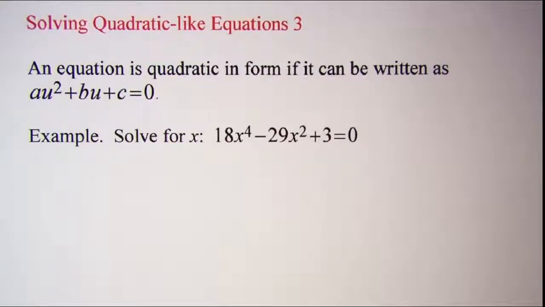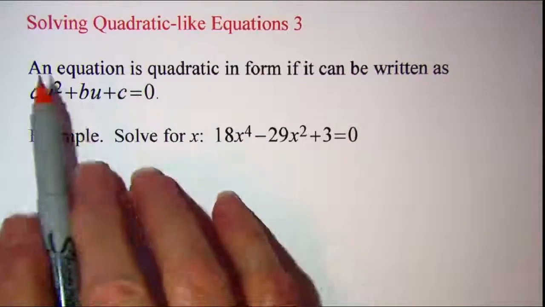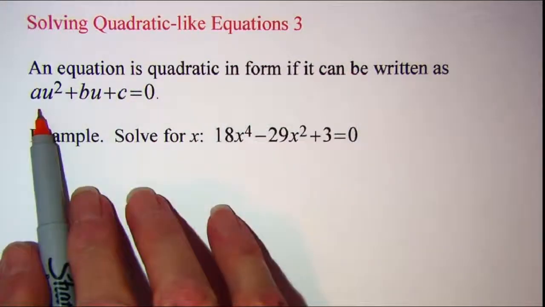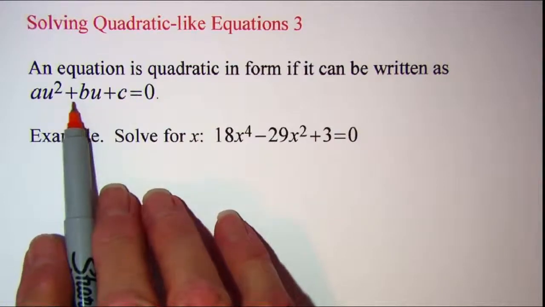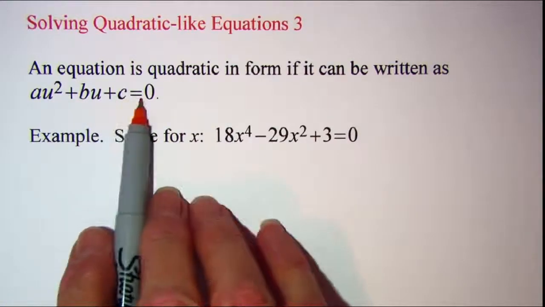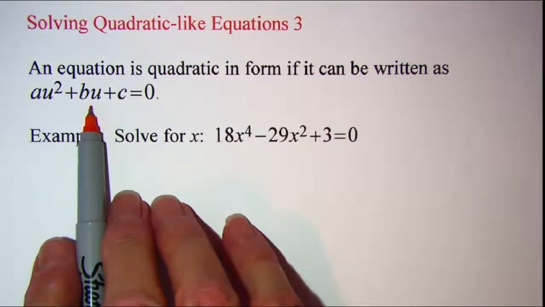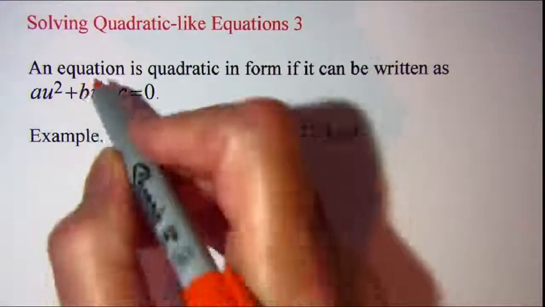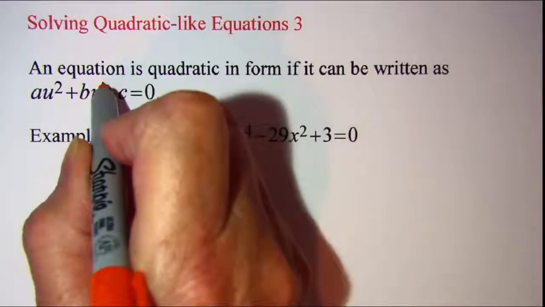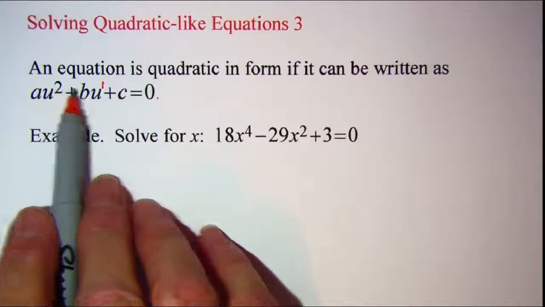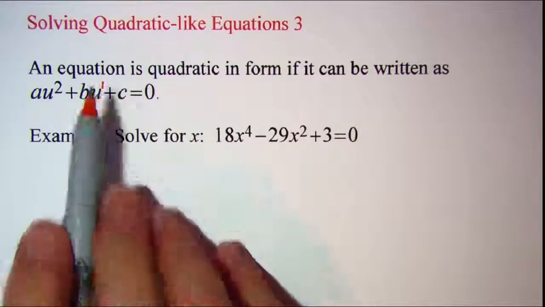In this video, we'll be solving a quadratic-like equation. An equation is quadratic in form if it can be written as au squared plus bu plus c equals 0. Now, to look at an equation and see if it's quadratic in form, you want to look at the highest power and see if it's 2 times as much as the next highest power.